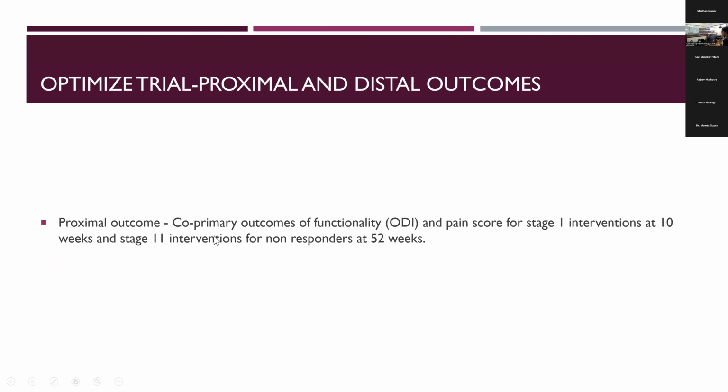What was the proximal outcome they were looking at? They were looking at co-primary outcomes of functionality and pain score for stage 1 interventions at 10 weeks and stage 2 interventions at 52 weeks. So they were looking at ODI, the Oswestry disability score, and pain score for the stage 1 intervention at the 10-week mark, and then after the stage 2 intervention, they studied these 2 indices again at 52 weeks.